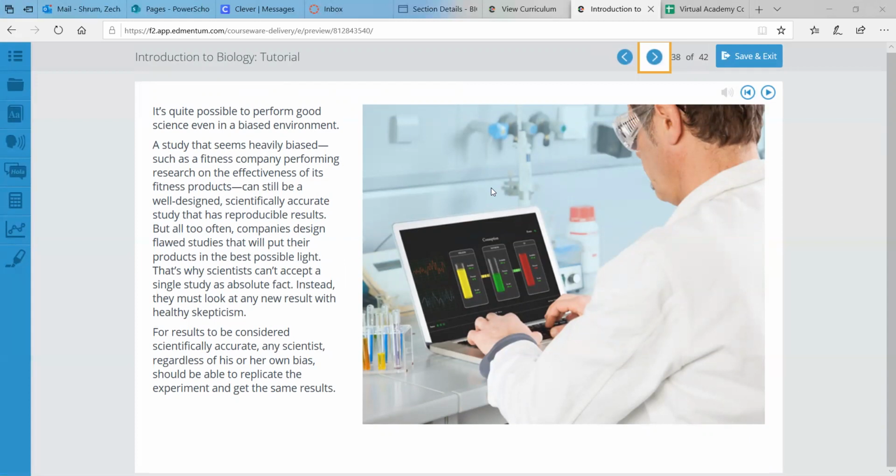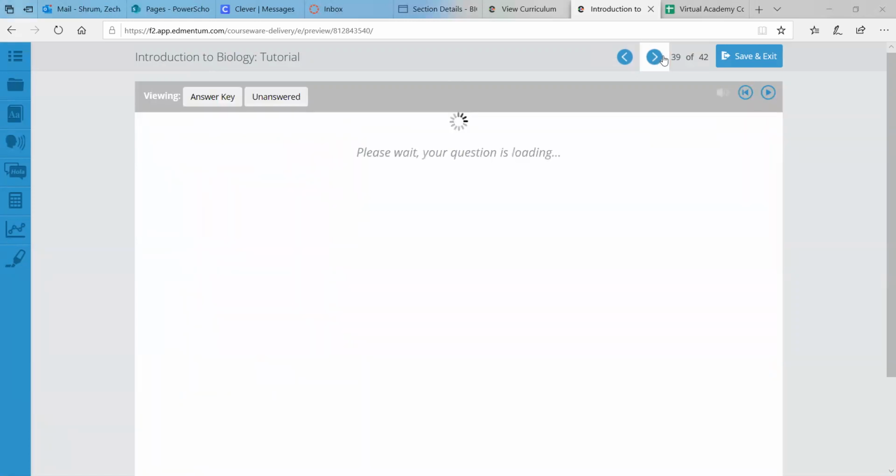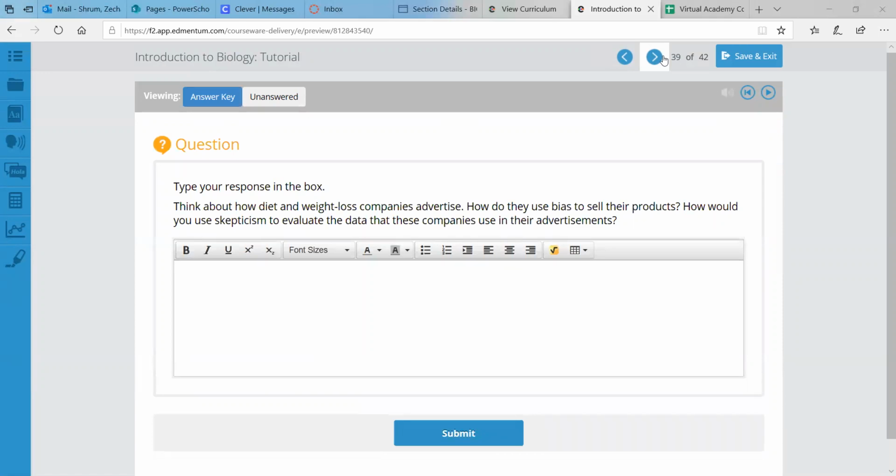You can perform good science in a biased environment. You can still have a well-designed, accurate study that has reproducible results. But there are cases where companies design flawed studies. And that's why it's important to communicate results and have other people perform the same experiments. Because if other people can replicate what you found, chances are there's less bias there.